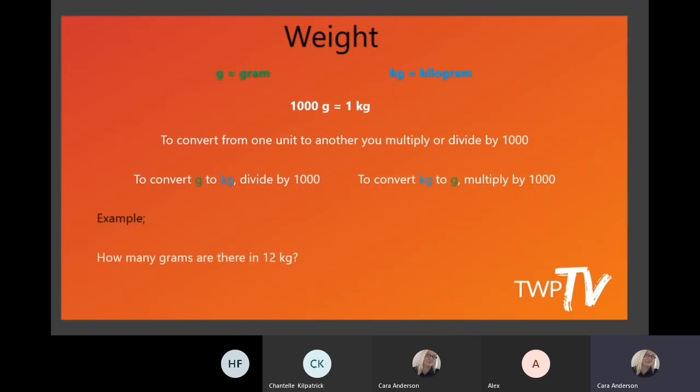So looking at an example, how many grams are there in 12 kilograms? What am I going to do this time? We know we're going to go with 1,000, but am I going to divide or am I going to multiply?